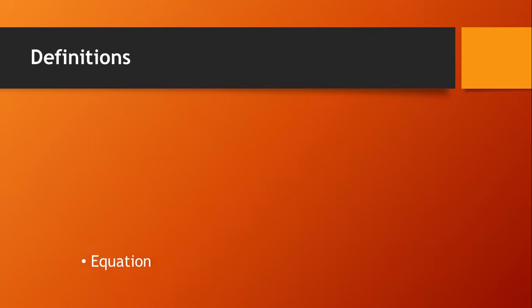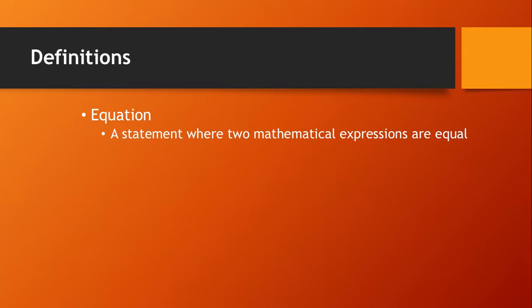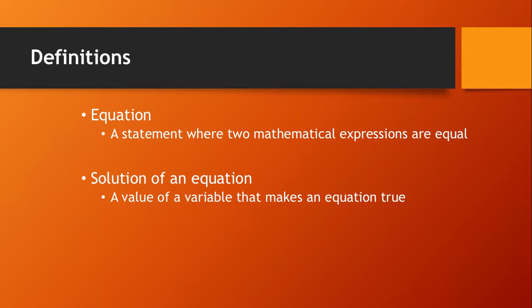So first, some definitions. Definition of an equation is a statement where two mathematical expressions are equal. Equation, equal. Makes sense. The solution of an equation is the value of a variable that makes an equation true. So all that means is they're going to ask you, does this number work? Does this value for this variable make this equation the same value on both sides?